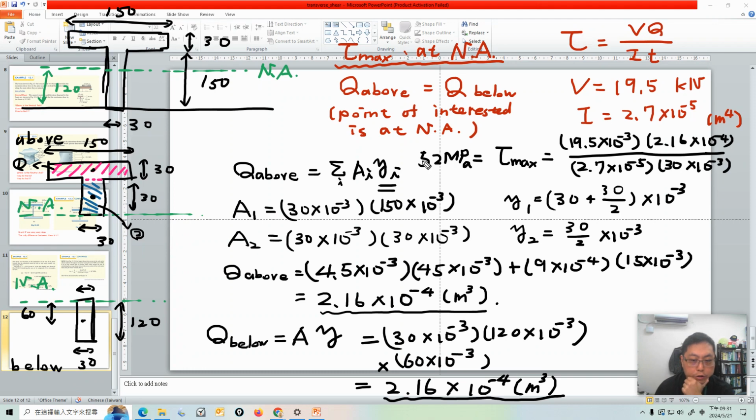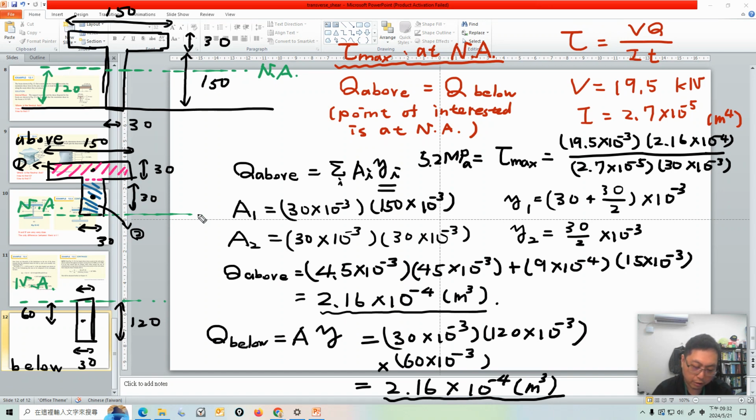So this problem I want to demonstrate: if your point of interest is at the neutral axis, calculate Q above and calculate Q below, you have the same answer. This is a very short video. I hope it gives you more understanding of the calculation of the first moment of area, because sometimes it's not that straightforward.